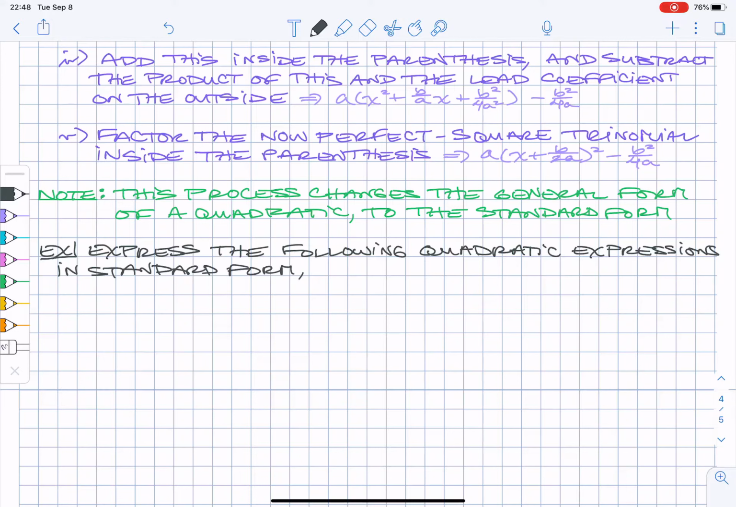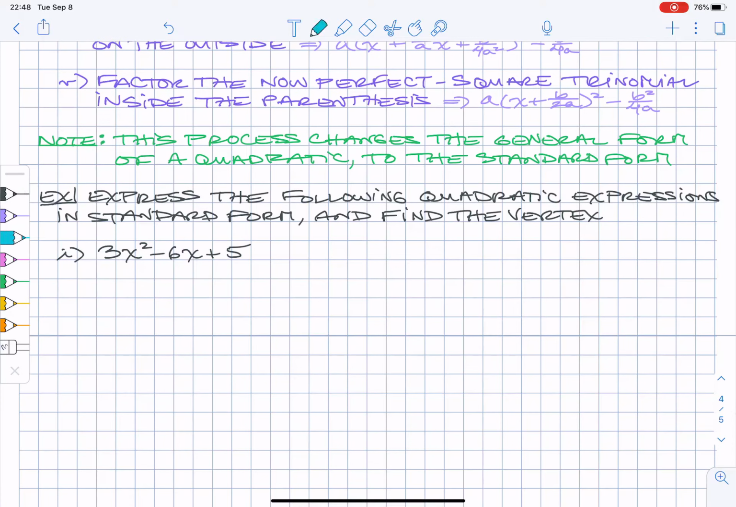And state whether the vertex... and find the vertex. And of course, state whether it's a min or a max and why. So let's say we have 3x squared minus 6x plus 5. Well, I claim that this is 3 times x squared minus 6x plus 5.